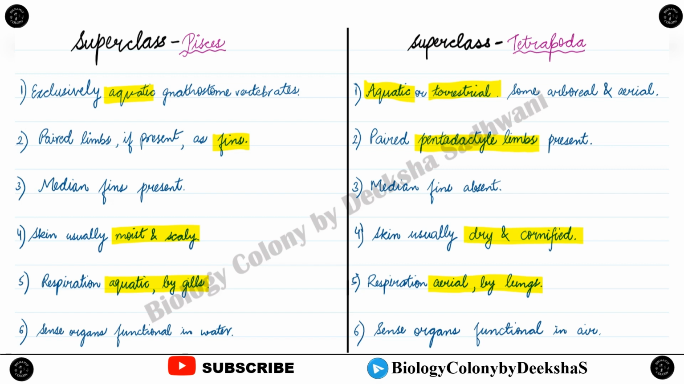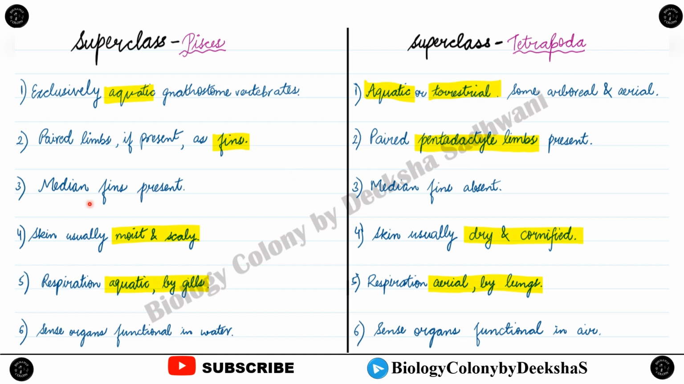Now in this final slide, we will discuss the differences between superclass Pisces and superclass Tetrapoda. Well, the Pisces, they are exclusively aquatic gnathostome vertebrates, that is they have a jaw, while Tetrapoda are aquatic or terrestrial, and some may be arboreal and aerial. Arboreal means they live in trees, while aerial means they fly. Next, paired limbs are present in Pisces as fins. Then Tetrapoda have paired pentadactyl limbs, that is with 5 fingers.